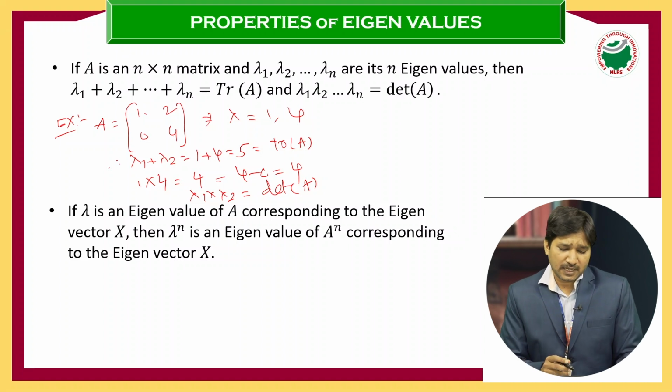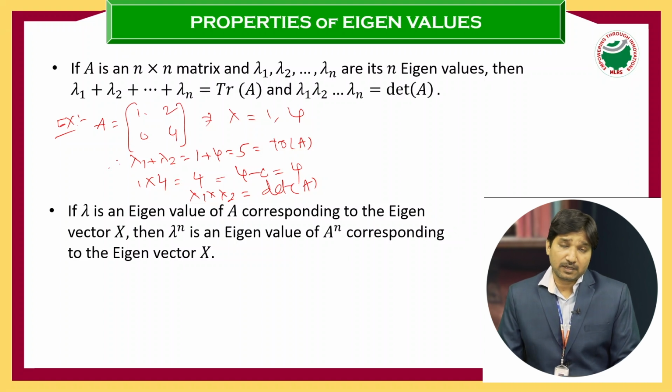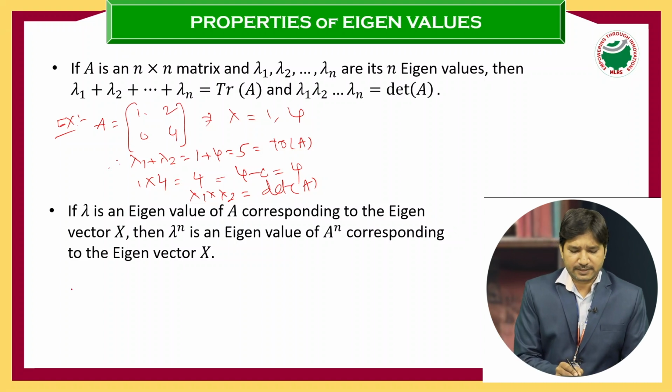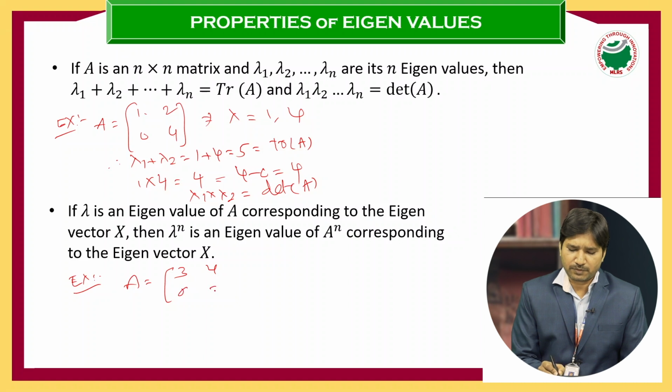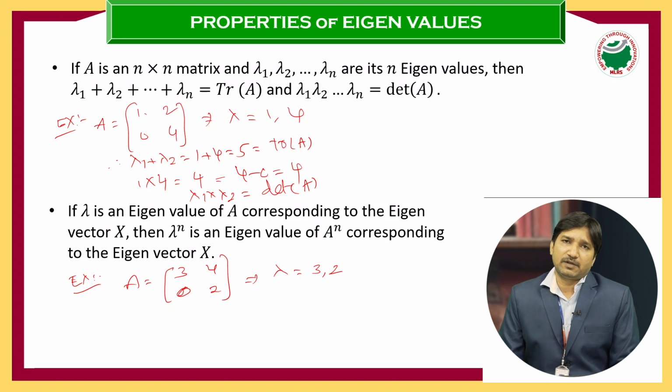And the second one: if lambda is an eigenvalue of the matrix A corresponding to the eigenvector x, then lambda power n is also an eigenvalue of the matrix A power n with corresponding eigenvector x. Okay. So we can also take an example. For example, A is the matrix 3, 4, 0, 2. Here the eigenvalues are 3, 2. The given matrix has eigenvalues 3, 2.